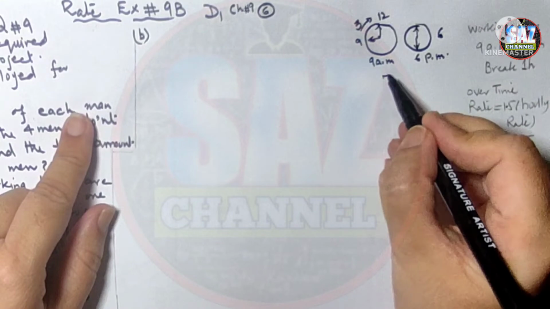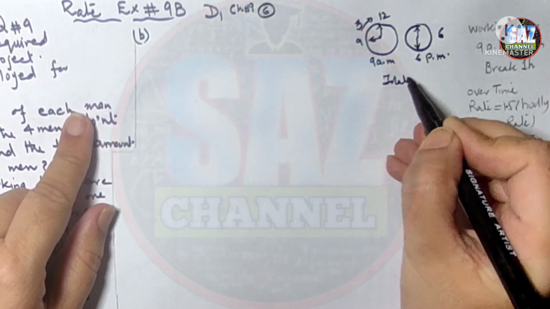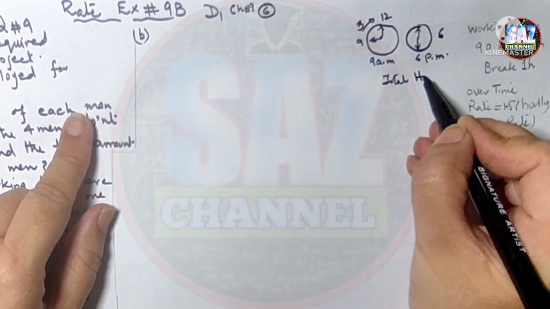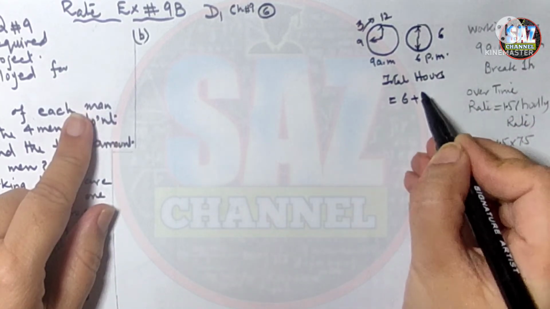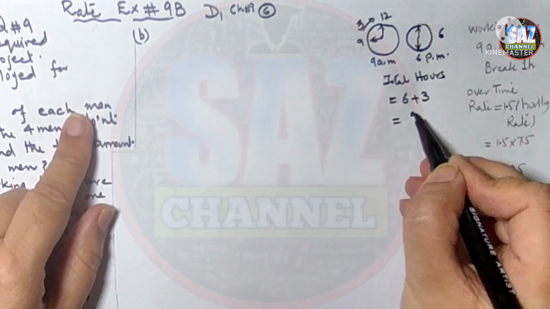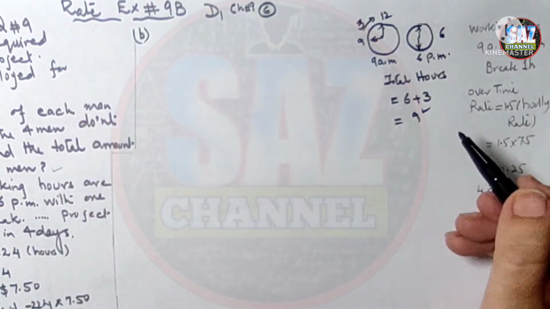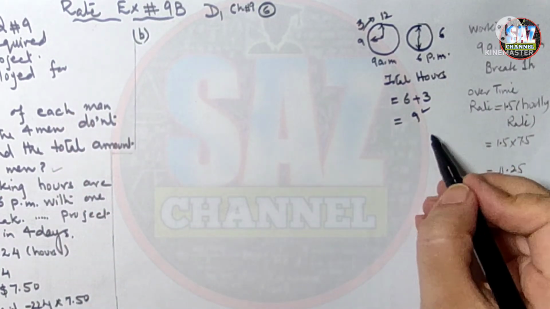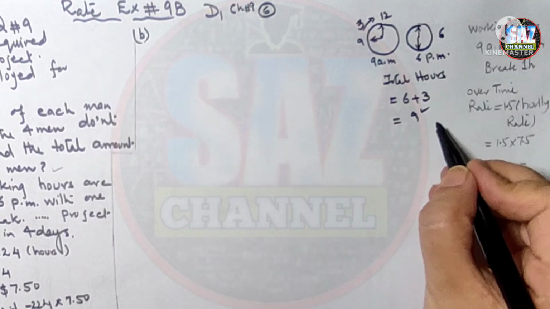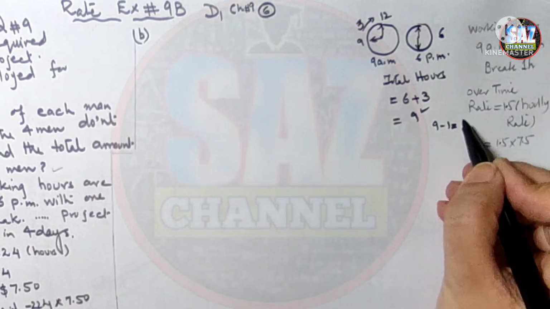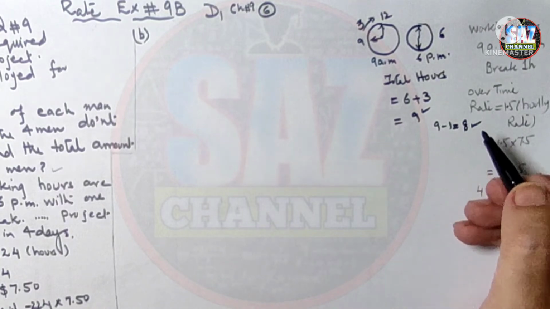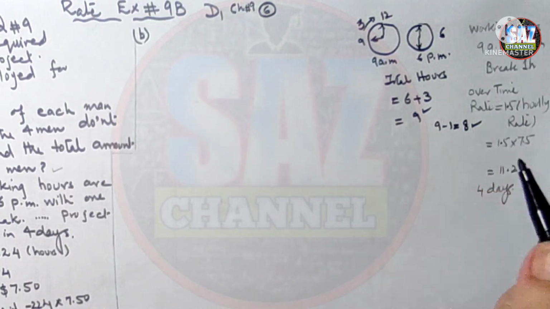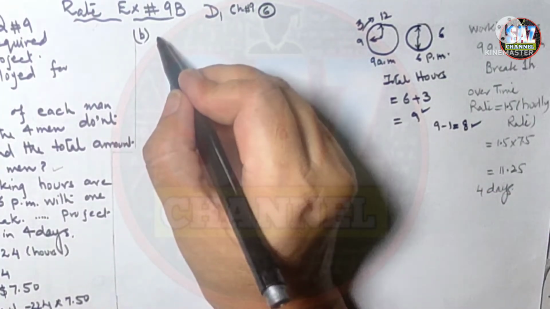So total hours are 6 plus 3, that is 9. But they are taking a 1 hour lunch break, so the total working time will be 9 minus 1, which is equal to 8. I hope you are clear how I am going to find the total working hours.